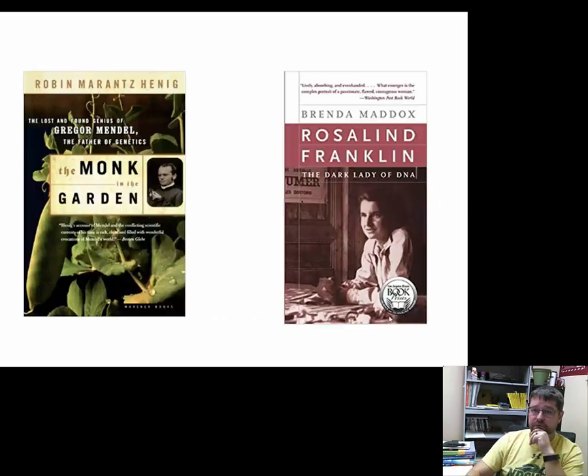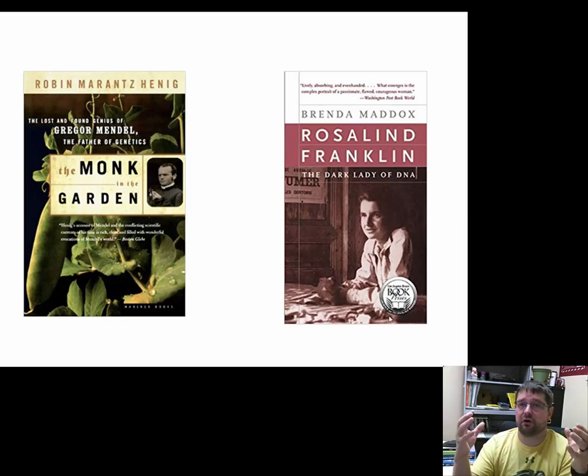It's still valid. All right, there are a couple of books that I like to share, books that helped me with subject matter or were very interesting. One is The Monk in the Garden. Gregor Mendel was a monk who studied peas. This book is about his work, his writings, the loss of all of his genetic research, and how it was found roughly 50 years later. Excellent book, by the way.